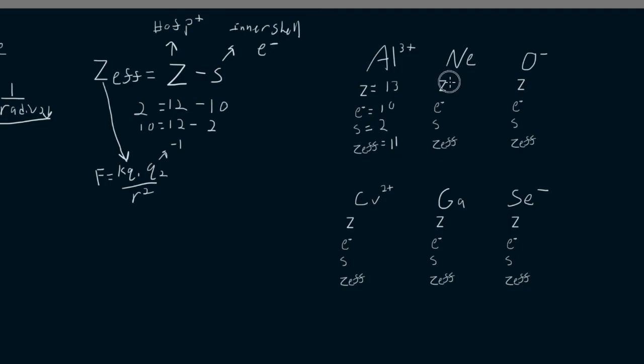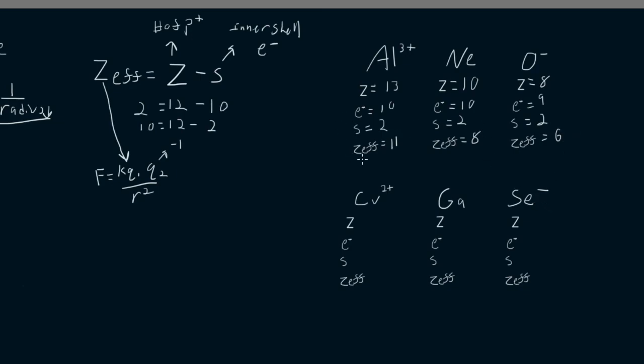Now let's look at neon. Neon has 10 protons, and it's got no charge, so it's going to have 10 electrons. And so 2 of those electrons are going to be inner shell electrons. 10 minus 2 is 8. And then when I look at O-, oxygen, is 8 electrons, or I'm sorry, I should have said 8 protons here. Those will be 9 electrons. And then my S, well, my next lowest noble gas is helium with 2. 8 minus 2 gives me 6.